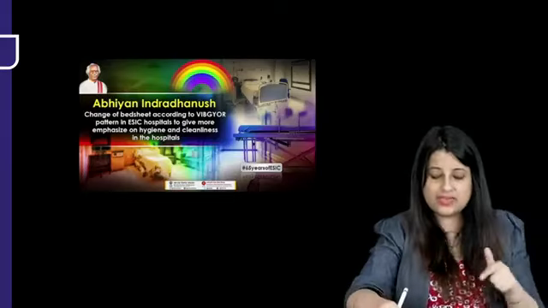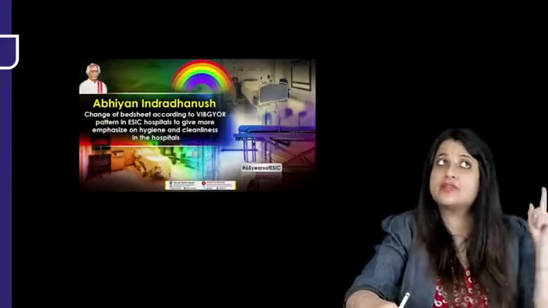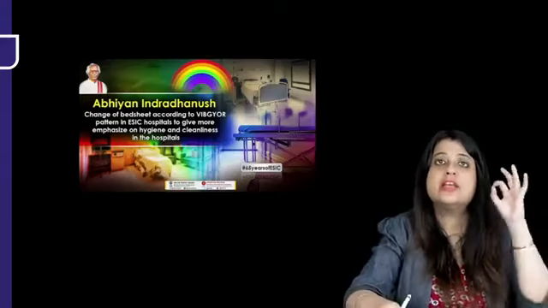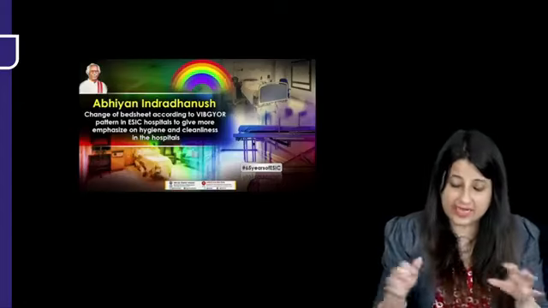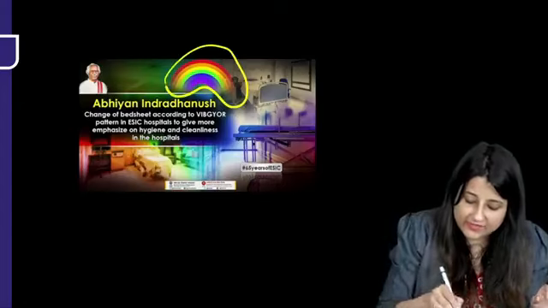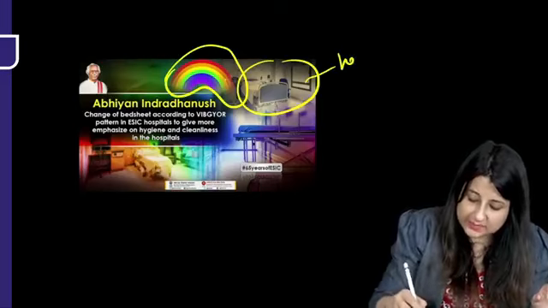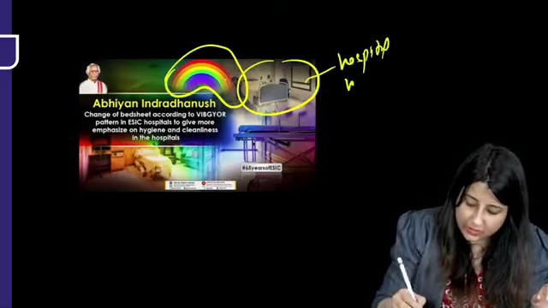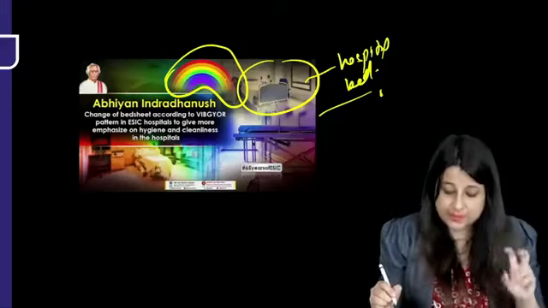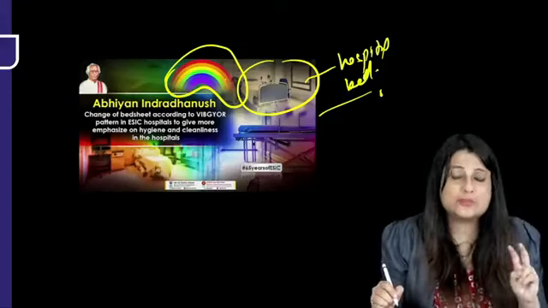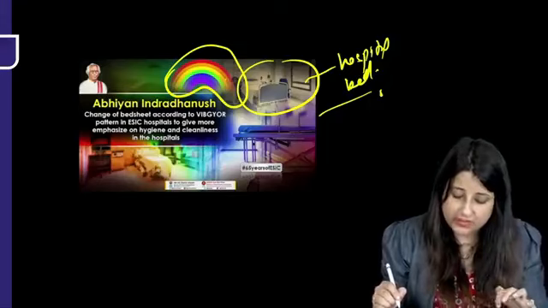There is also Abhiyan Indradhanush, which we discussed when we were talking about Mission Indradhanush. Mission Indradhanush was for immunization coverage, where you have a rainbow and a child. In Abhiyan Indradhanush we have a rainbow and a hospital bed. This says that hospital bed sheets in ESI hospitals should be changed according to the color of the rainbow.